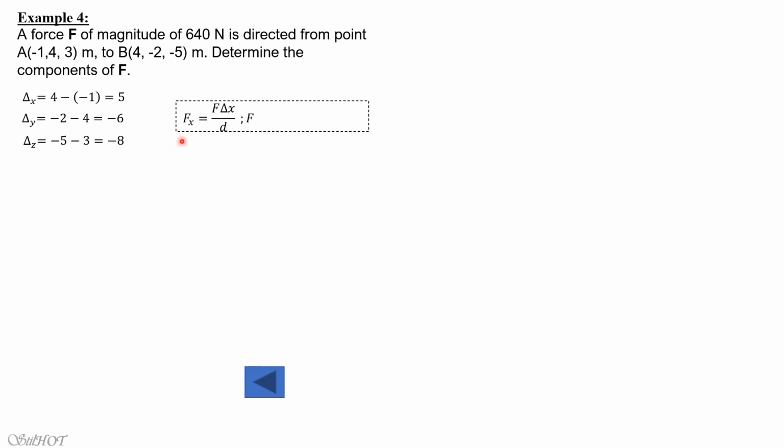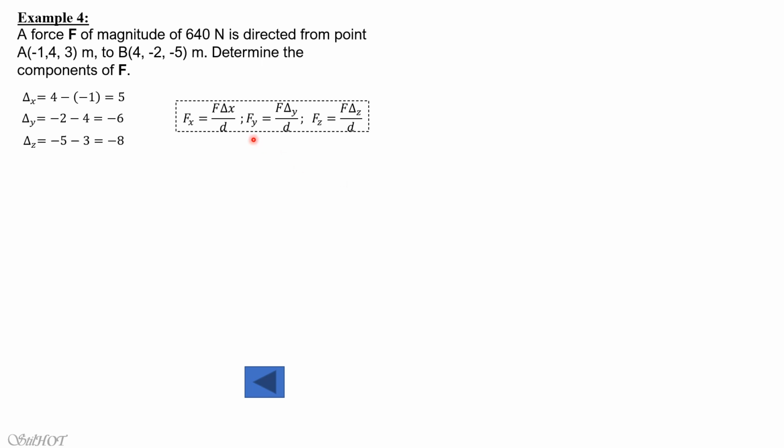So remember, the force x component is the magnitude of the force times the component of distance divided by distance. Fy is the magnitude of force times the y component of distance over distance. Fz is the magnitude of force times the z component of distance divided by distance. Or simply, F over d times delta x, F over d times delta y, and F over d times delta z.